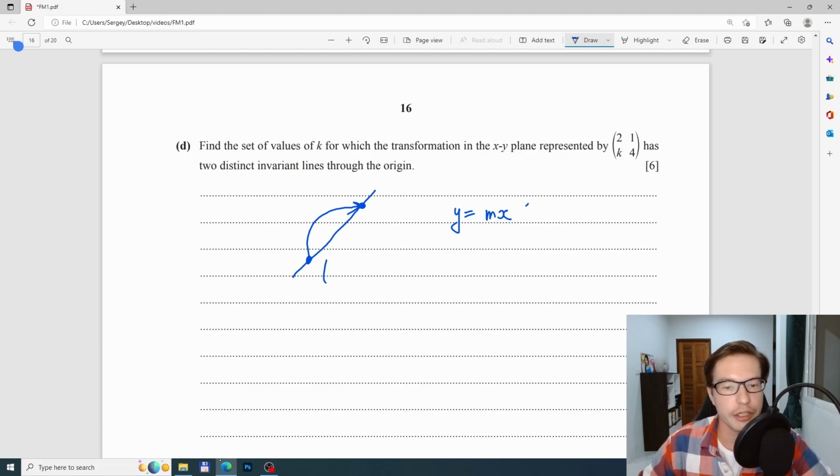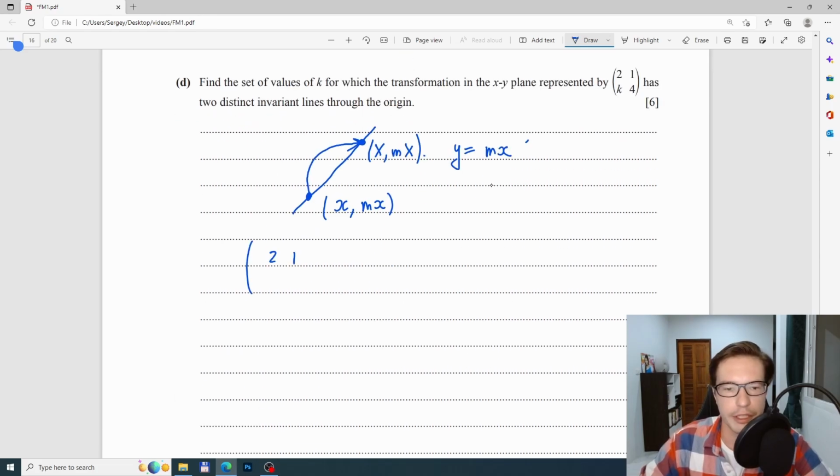Let's say that initially our point has the x-coordinate of x, and y equals mx, so the y-coordinate is going to be mx. And then after the transformation, this point goes to some other place. Let's say it's going to be the big X, and the y is going to be the same gradient times x. Okay, now let's apply this transformation given by the matrix 2, 1, k, and 4, to some point with coordinates x and mx.